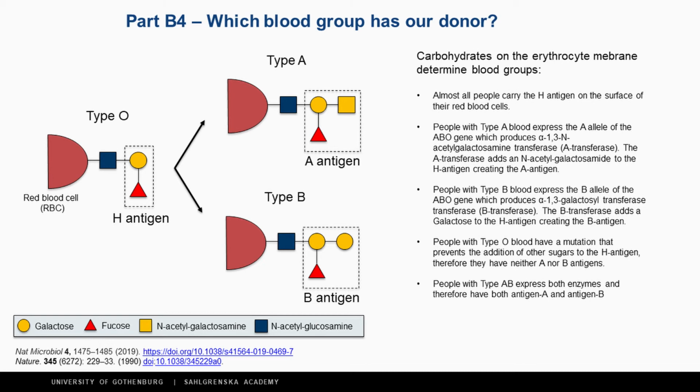People with type O blood have a mutation that prevents the addition of other sugars to the H antigen. Therefore, they can have neither A nor B antigens, whereas people with type AB express both enzymes and therefore have both antigen A and antigen B.